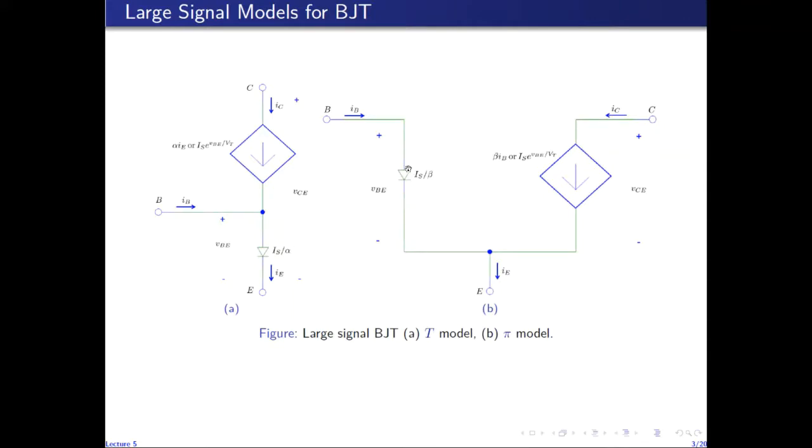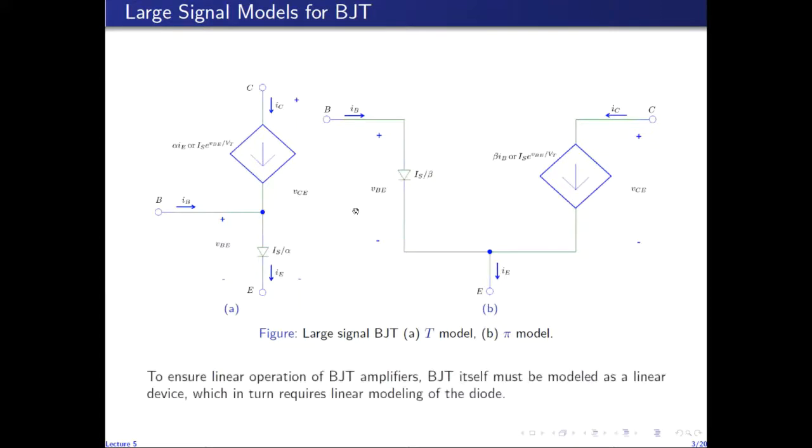So in both of these models, the forward biased emitter-base junction is represented by a diode, which is a highly nonlinear device. So the purpose of small signal analysis is to construct linear models out of these large signal models for the BJT in the active mode. So in order to construct linear models from these two models, we must first of all construct a linear model for the diode itself.